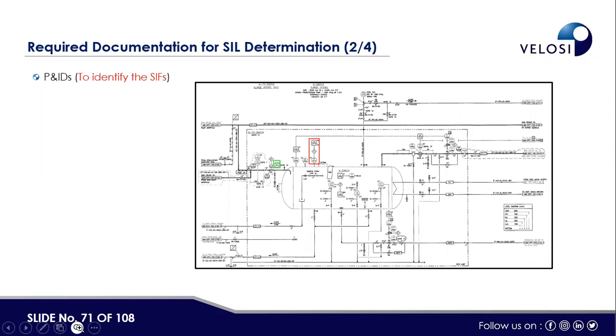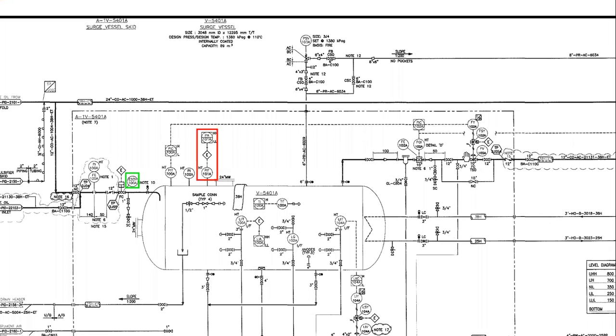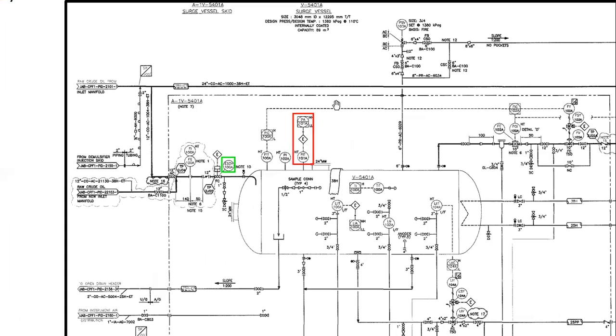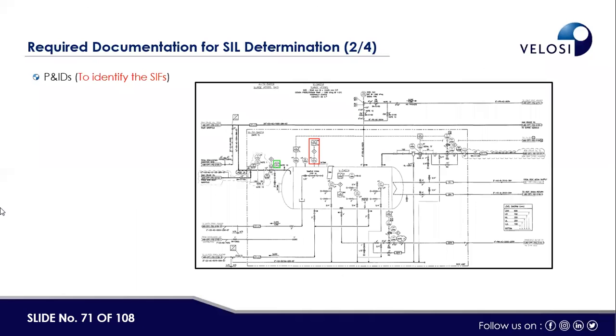So we can identify our SIFs in the PNIDs, that this is a high pressure PT, pressure transmitter. It is performing the SIL function, and it is closing the inlet ESD valve in case of overpressurization. And this is the BPCS, it is controlling this valve. So with the help of PNIDs, we can identify the SIF loop. Now, why we need cause and effect?